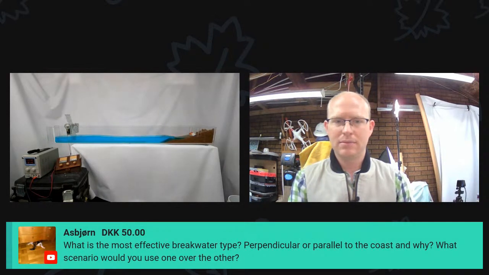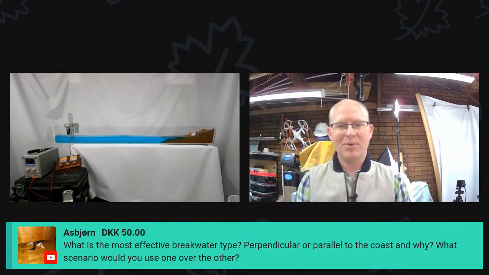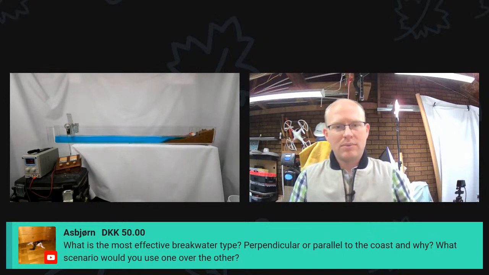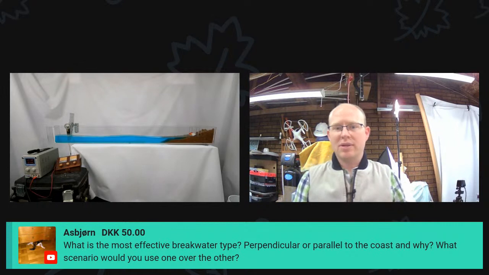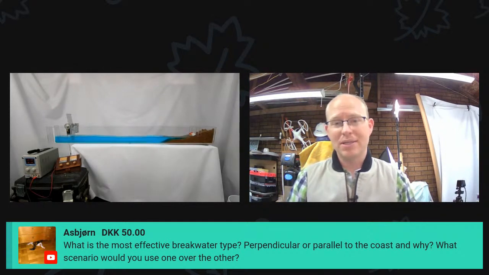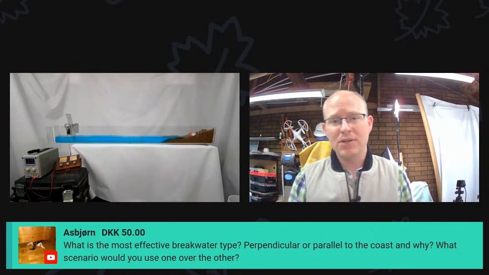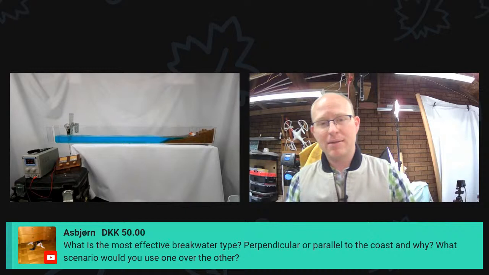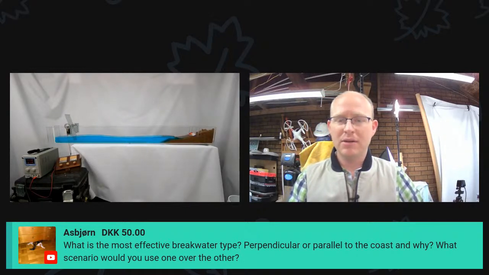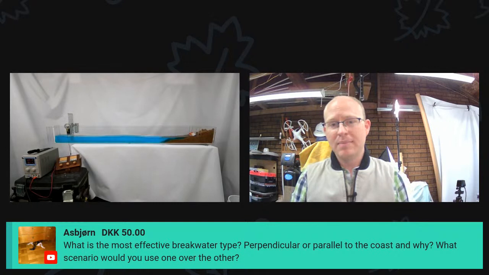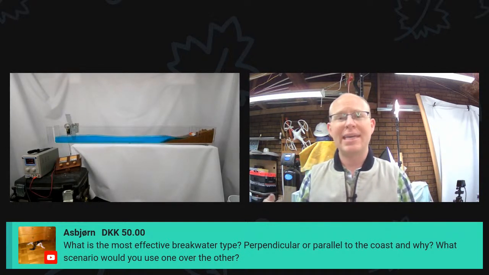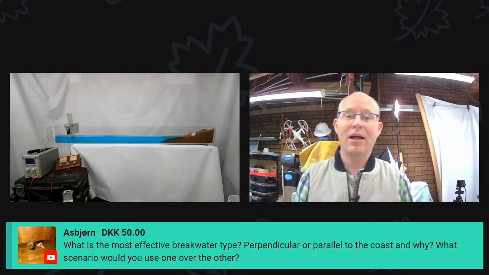Let's see here. What's the most effective breakwater type, perpendicular or parallel to the coast, and why? What scenario would you use one or the other? So breakwater is parallel to the coast. A breakwater, quote unquote, is a structure that's by definition parallel to the coast, and it's a structure that breaks up wave energy before it makes it to the coast. And the structures that are perpendicular to the coast are called groins, and those are more intended to combat longshore drift, where you're trying to keep sediment from making its way along the coastline.